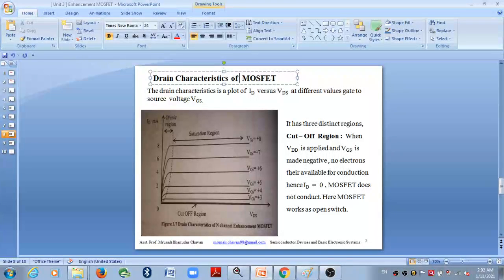There is some correction. This is the enhancement MOSFET. Okay.